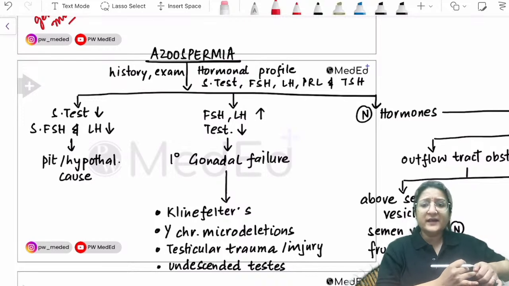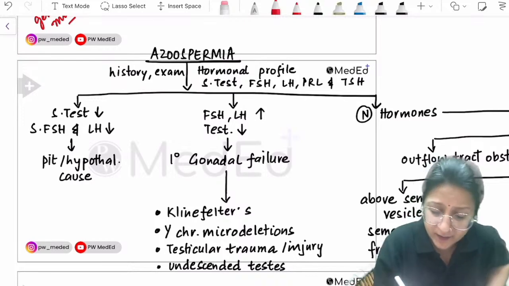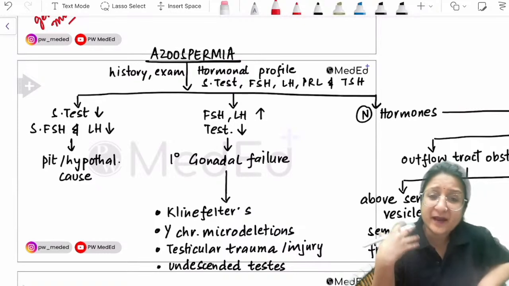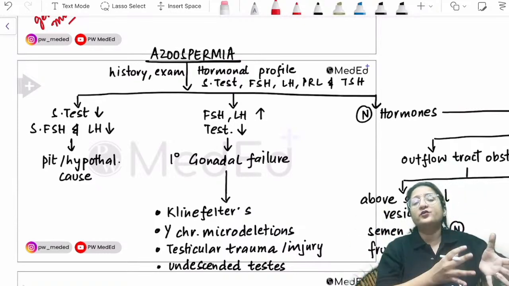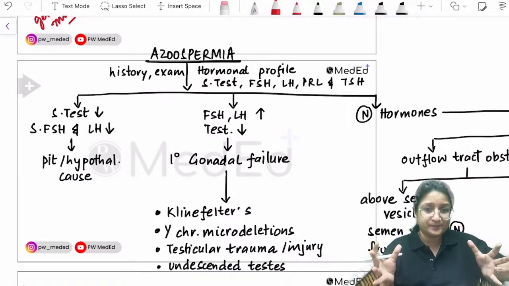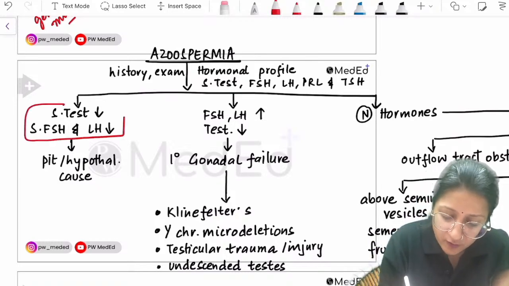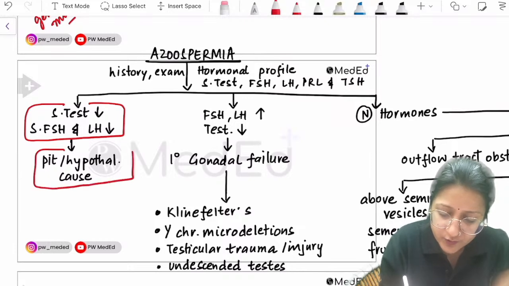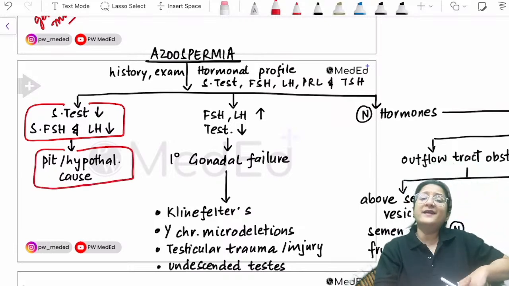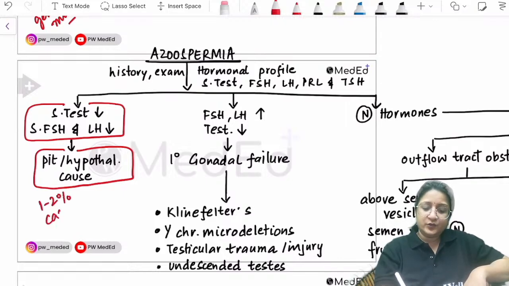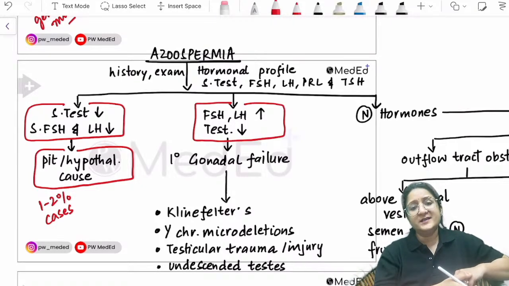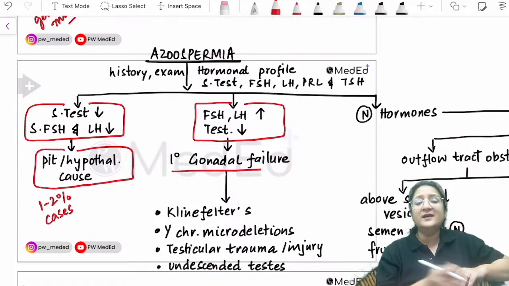The hormone which will give you an idea about whether it is a primary gonadal failure or a pituitary hypothalamic cause is mainly FSH. If all your hormones are decreased, it is probably a pituitary hypothalamic cause, which is very rare in males. Only about 1-2% of cases will have a pituitary hypothalamic cause. Most of the time, FSH is increased and testosterone is decreased. That means there is primary gonadal failure.